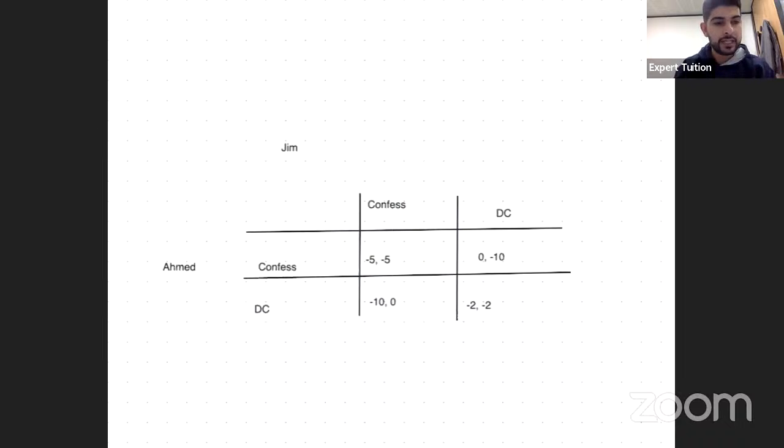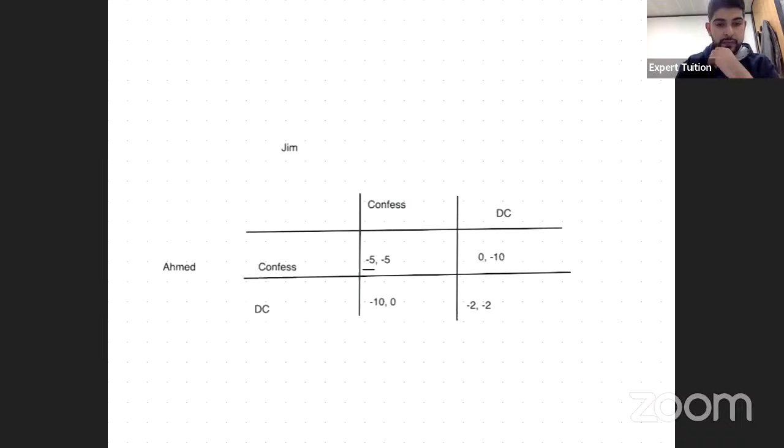So if he plays confess, is it better for me to confess and get minus 5, or better for me to not confess and get minus 10? Clearly, it is better for me to confess and get minus 5, right? So all right, let's underline that move to illustrate that was the better outcome for me. Cool? Still playing as me, but now let's assume that Jim is playing don't confess.